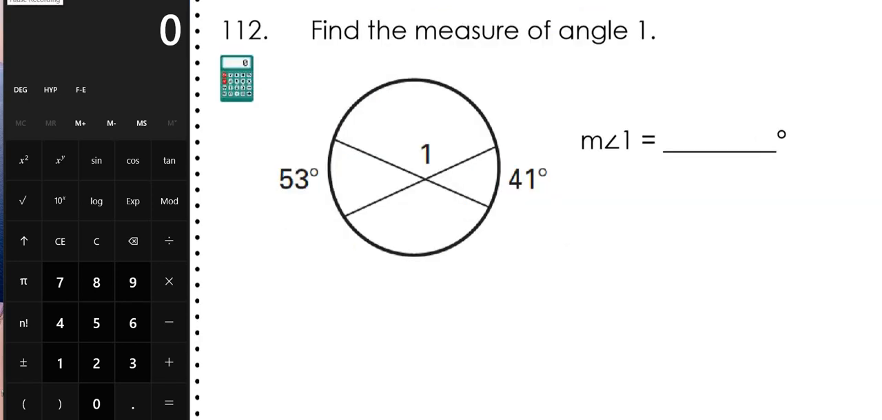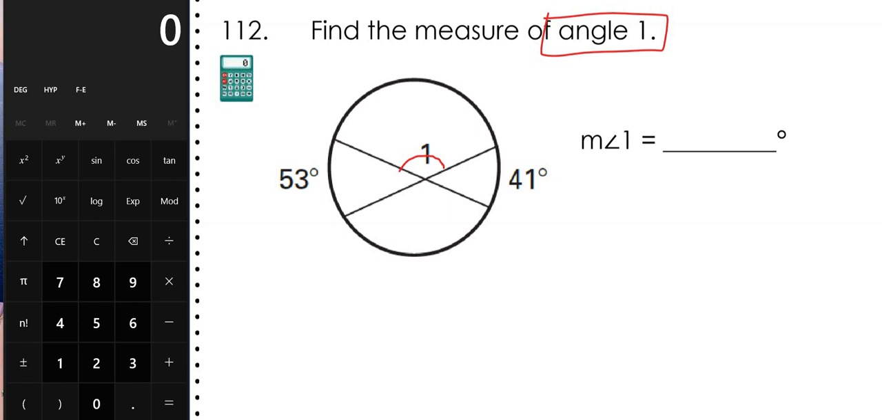Number 112, find the measure of angle 1. Okay, so I need to figure out this angle right here. Now notice that these angles in the center of my figure do not actually touch the center of my circle. I don't see a point for the center of my circle. So these angles in the interior of the circle are just floating around. What they're forming are vertical angles.